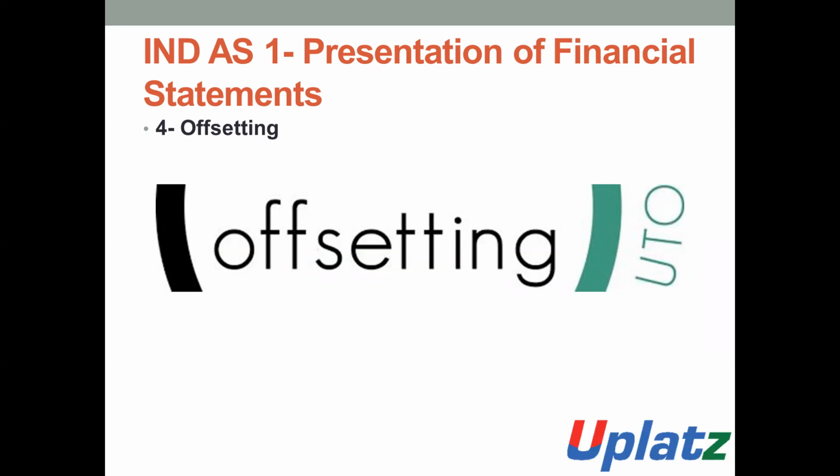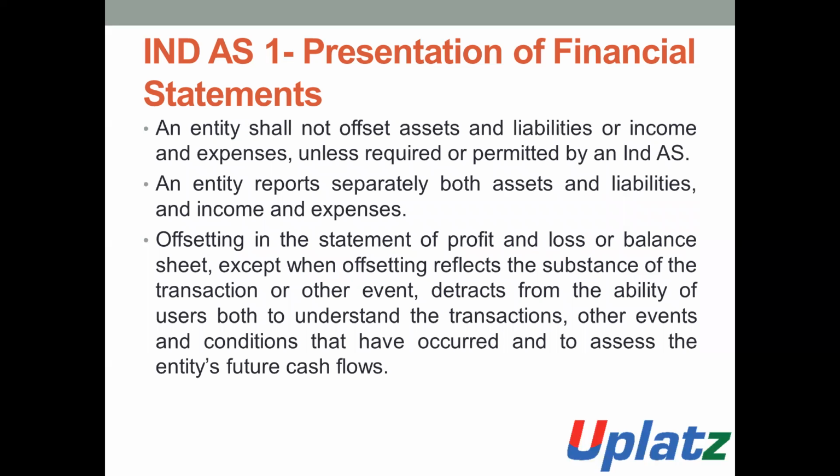Offsetting. What is the meaning of offsetting? An entity shall not offset assets and liabilities or income and expenditure unless it is required or permitted by the IND AS. That is, when it is required or permitted by the IND AS, then the entity can offset the amount of assets and liabilities or income and expenses. An entity reports separately both assets and liabilities and income and expenses. That is, the income, expenses, assets and liabilities are reported separately.